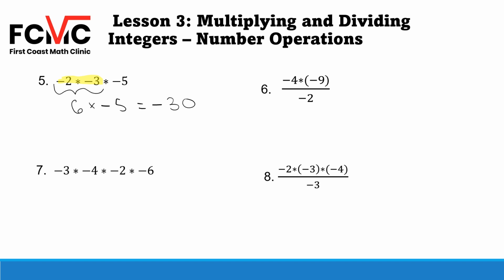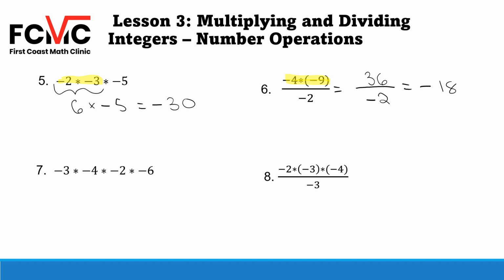For number 6, let's start in our numerator here because we've got multiplication and we have division. So let's start with -4 times -9. We're multiplying two numbers that are the same sign. So the sign of our answer is going to be positive. And 4 times 9 is 36 over negative 2. Now we're dividing two numbers that are opposite signs. A positive divided by negative is a negative, and 36 divided by 2 is going to give us 18. So we get negative 18.